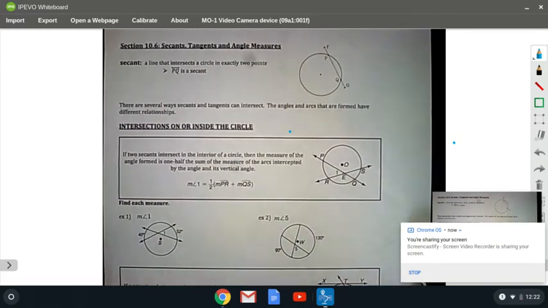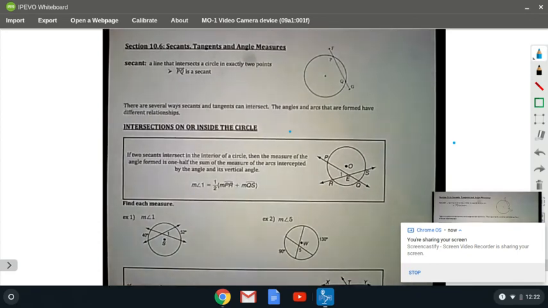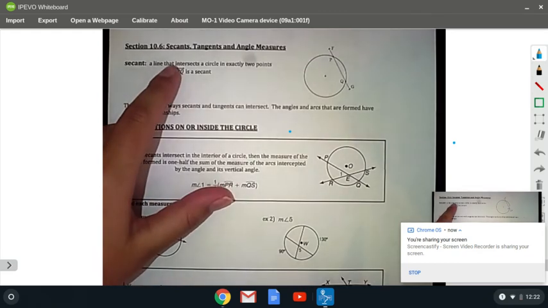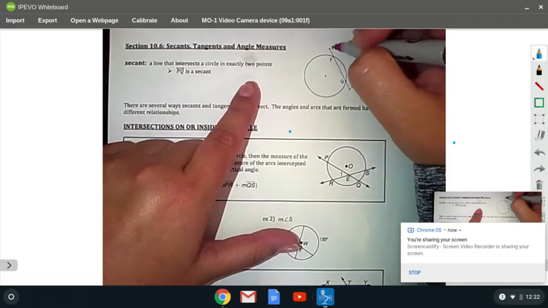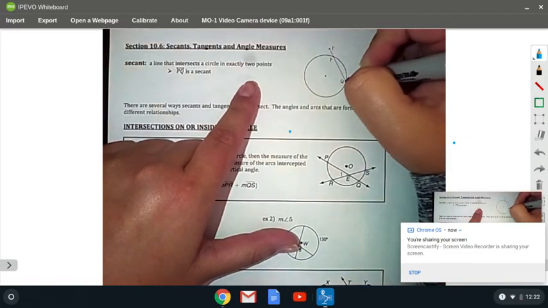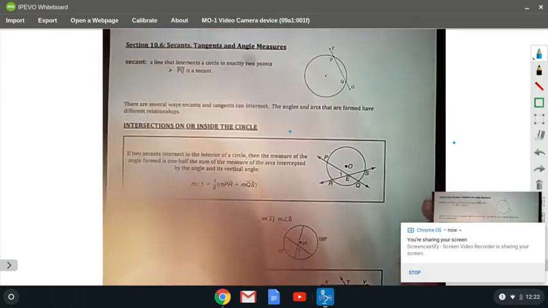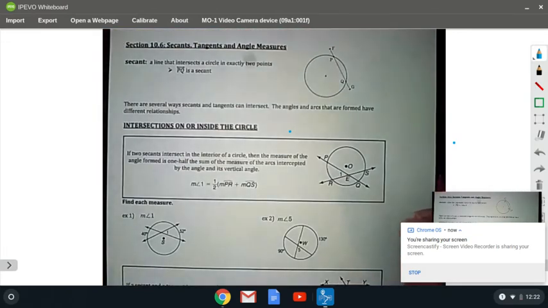Okay, so today we're going to talk about 10.6. This section is about secants, tangents, and angle measures. A secant is a line that intersects a circle at exactly 2 points. So this line FG intersects at P and Q. So PQ or FG, that is a secant.